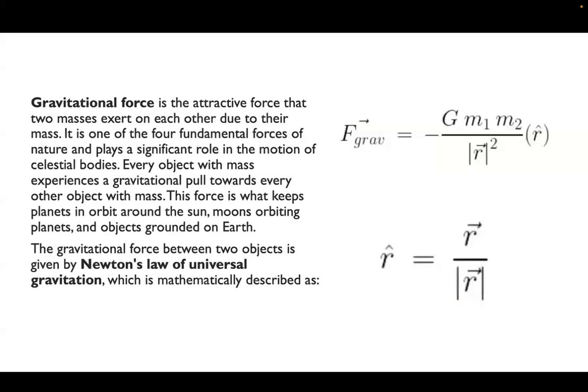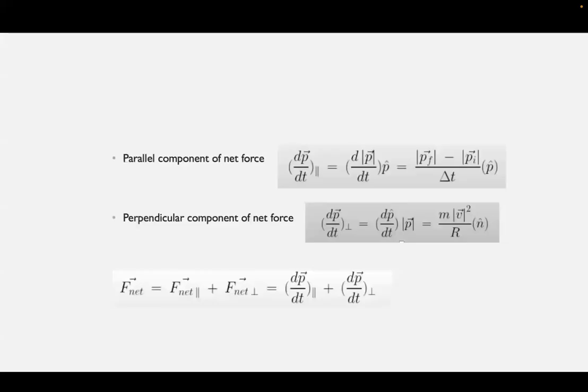Gravitational force is the attractive force that two masses exert on each other due to their mass. It's one of the four fundamental forces of nature and plays a significant role in the motion of celestial bodies. Every object with mass experiences a gravitational pull towards every other object with mass. This force is what keeps planets in orbit around the sun, the moons orbiting planets, and objects grounded on Earth. Gravitational force can be calculated by the formula minus G m1 m2 over r squared times r hat.